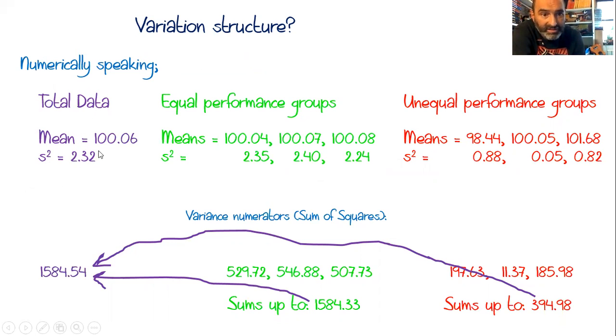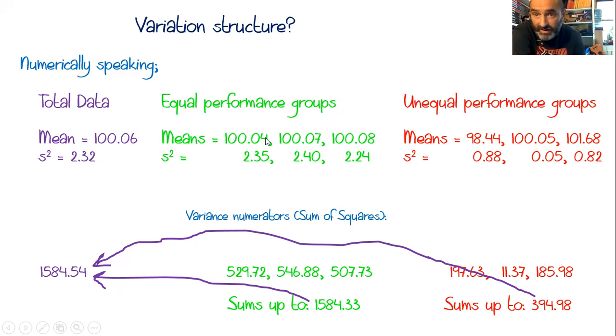The aggregate data has an arithmetic mean of 100.06, and the equal performance groups have these arithmetic means: 100.4, 100.7, 100.8, where 100.06 is somewhere in the middle of these values, right? In the unequal performance group, you have 98.44, 100.05, 101.68, where 100.06 is somewhere in the middle, very close to this middle group.